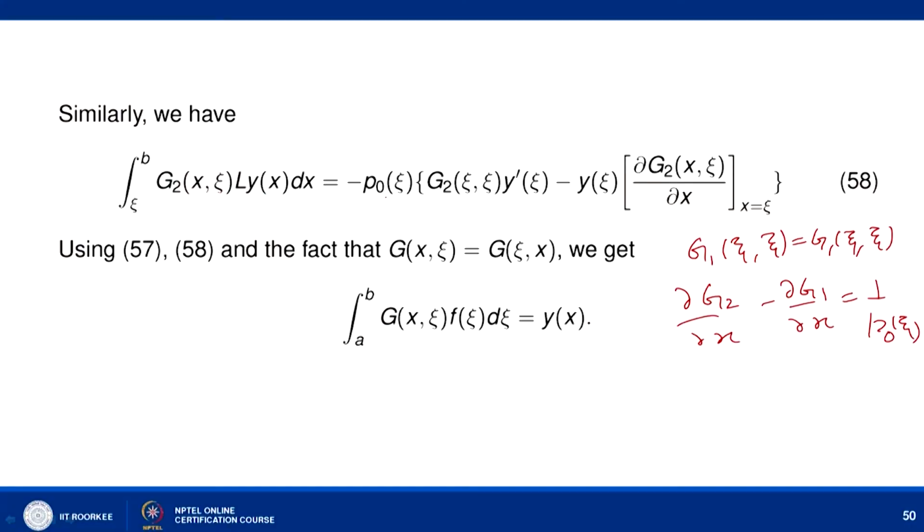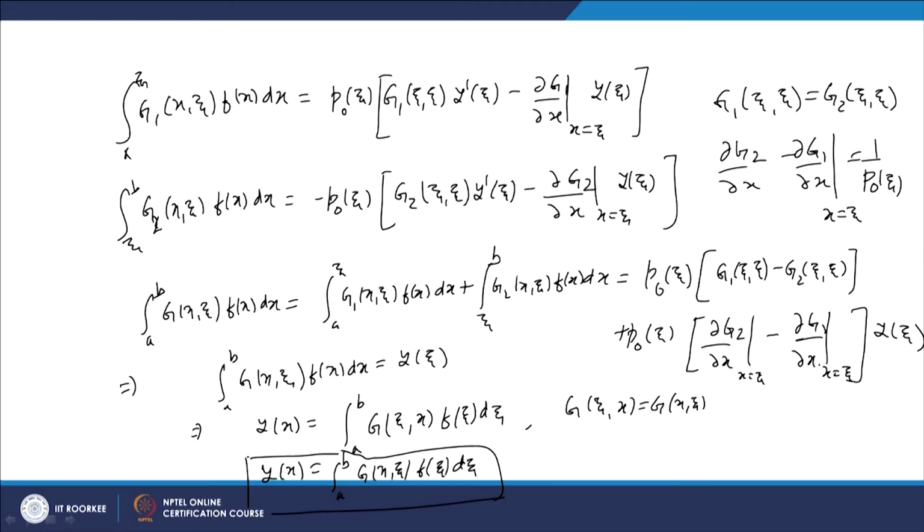So here we have the integral from xi to b of g2(x, xi) L[y](x) dx equal to minus p0(xi) [g2(xi, xi) y'(xi) minus y(xi) ∂g2/∂x at x equal to xi]. So using these estimates and the continuity property that g1(xi, xi) equals g2(xi, xi), and ∂g2/∂x minus ∂g1/∂x at x equal to xi is equal to 1 upon p0(xi), we can write that the integral from a to b of g(x, xi) f(xi) d xi equals y of x. Here we have also utilized the symmetry property that g(x, xi) equals g(xi, x). Let us just simplify this procedure like this.